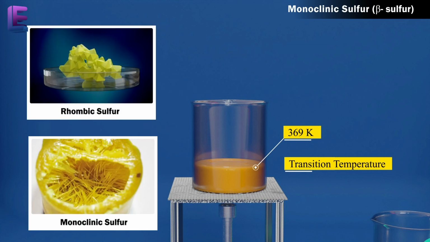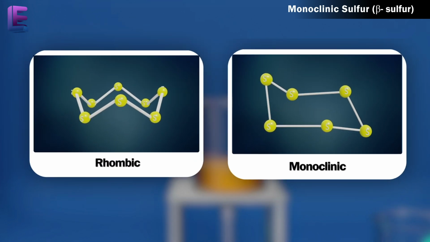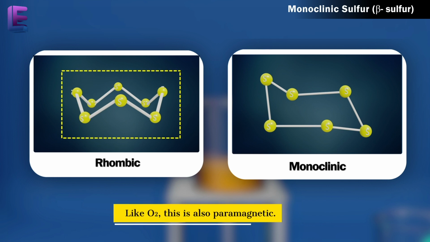Both rhombic and monoclinic sulfur have S8 molecules. These S8 molecules are packed to give different crystal structures. S6 and S8, structure of rhombic sulfur. The S8 ring in both the forms is puckered and has a crown shape. Like O2, this is also paramagnetic.